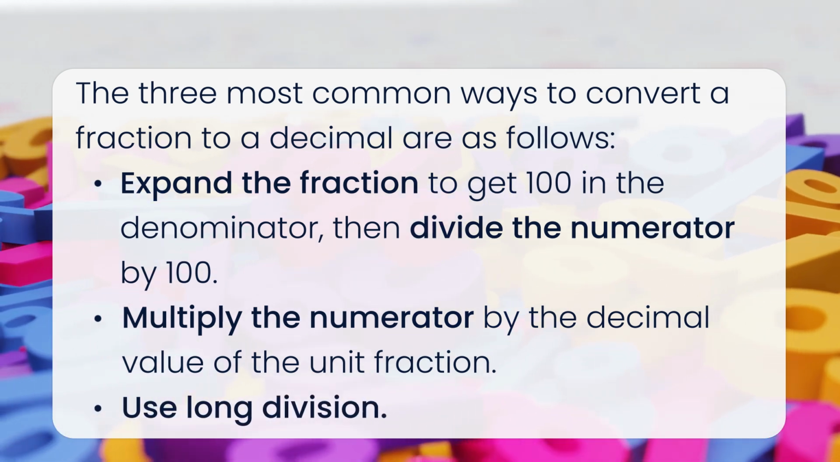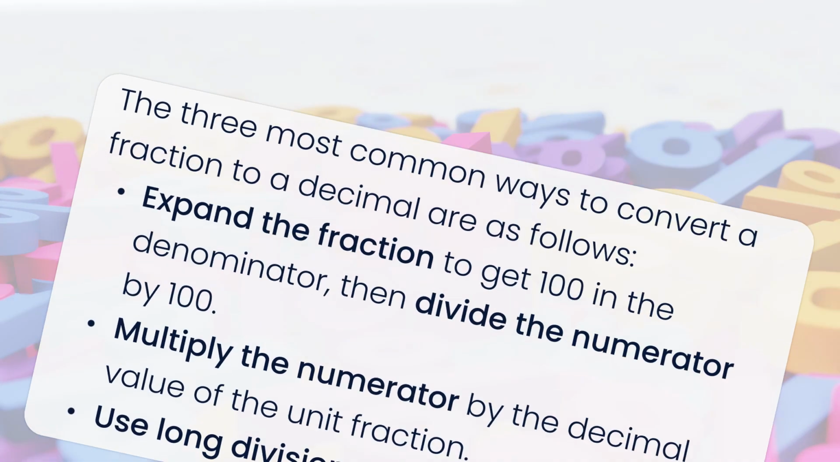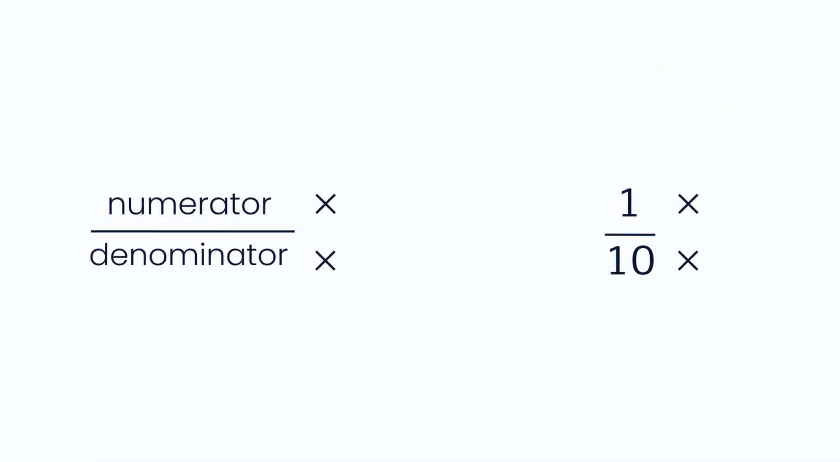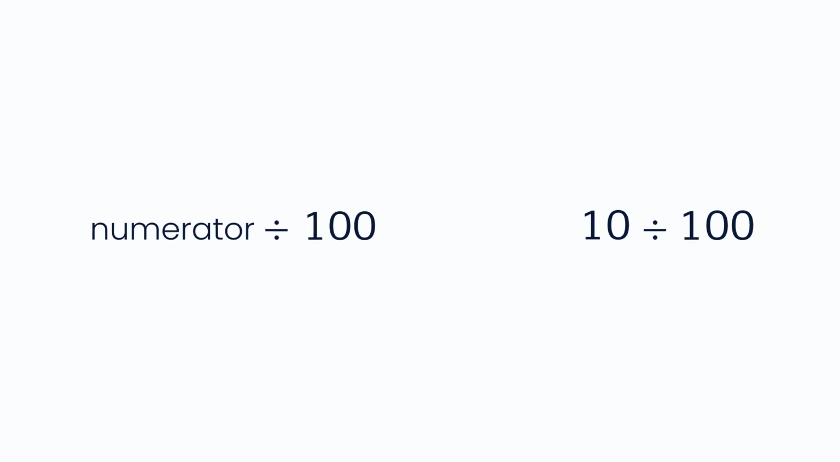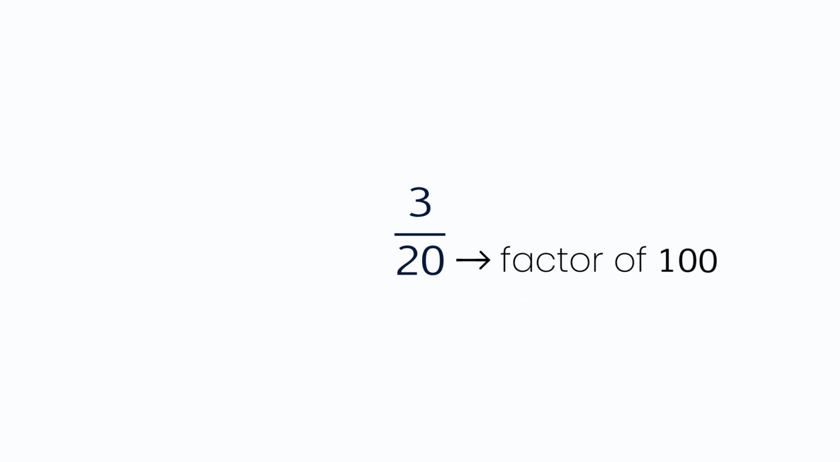Use long division. Let's first try the method of expanding the fraction to get 100 in the denominator, which then allows you to divide the numerator by 100. This lets you easily write the new number in the numerator as a decimal. Let's take a look at 3/20. You can quickly find the decimal representation by noticing that 20 is a factor of 100.